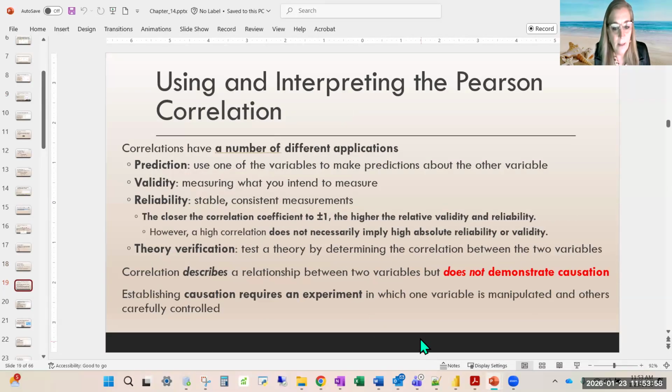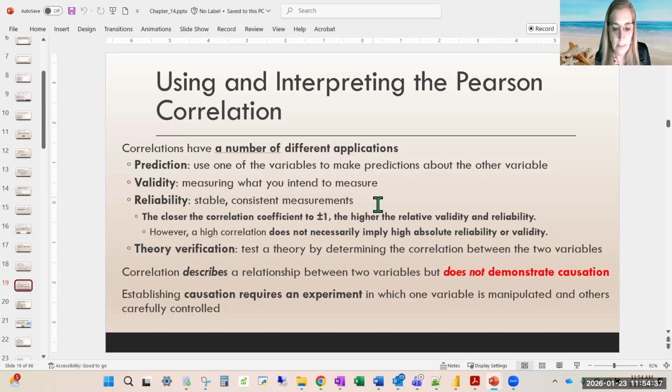All right. Using and interpreting the Pearson correlation. Correlations have a number of different applications. We can use them for prediction. You can use one of the variables to make predictions about the other variable. They can be used for validity, so you can measure what you intend to measure to determine whether it is a strong relationship and whether it's a good measure to use. Also for reliability, we can use it to find stable and consistent measurements.